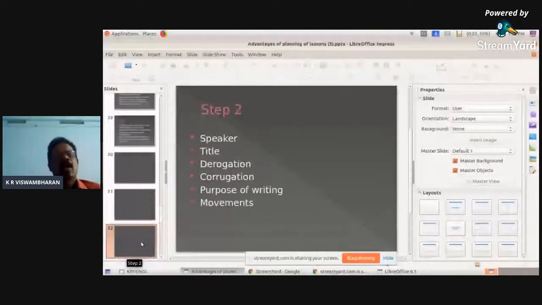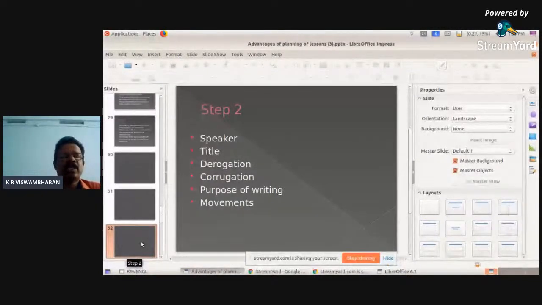Step two, you must know about the narrator or the speaker and his style. The title of the poem. Title has very significance and importance as far as a poem is concerned, because even the title attracts the readers to the poem. Denotation, I'll detail it. Connotation, purpose of writing, movements, etc.